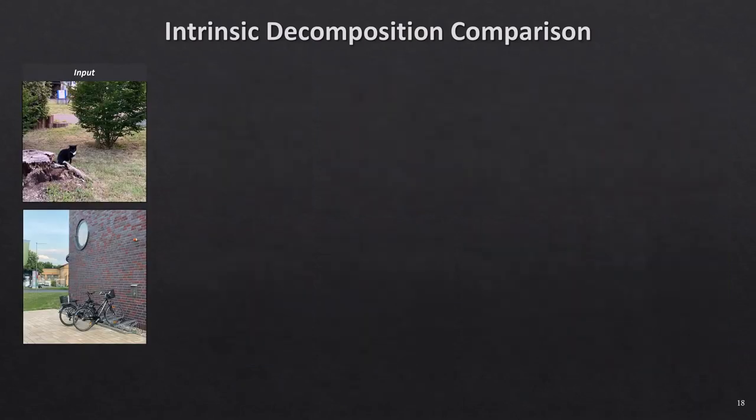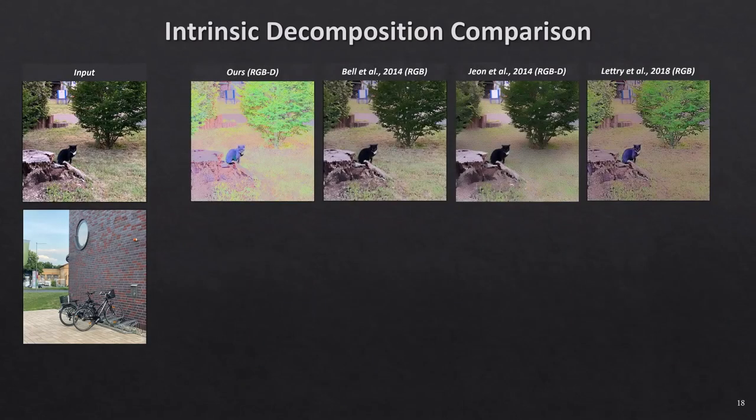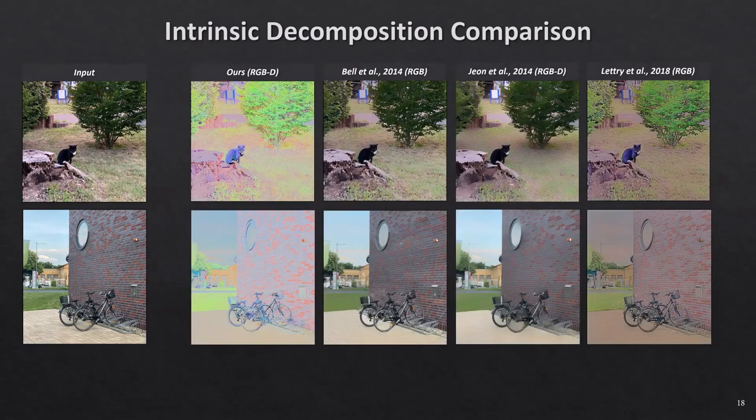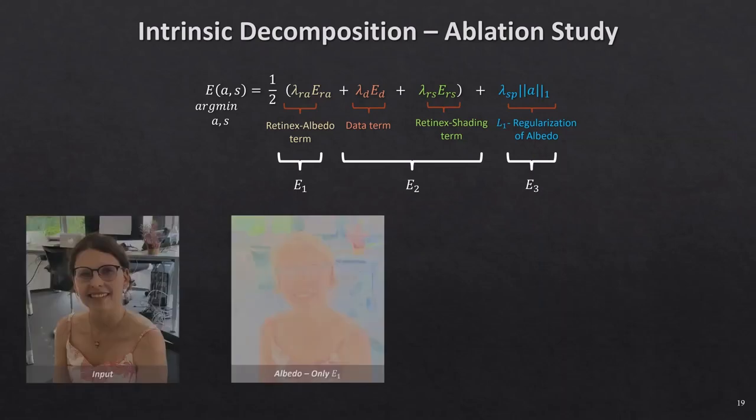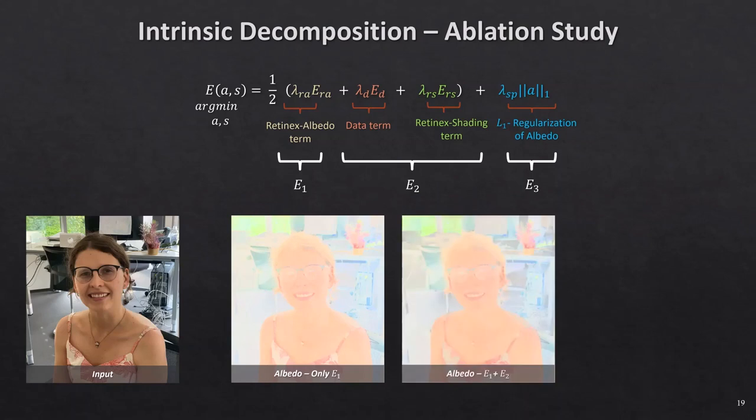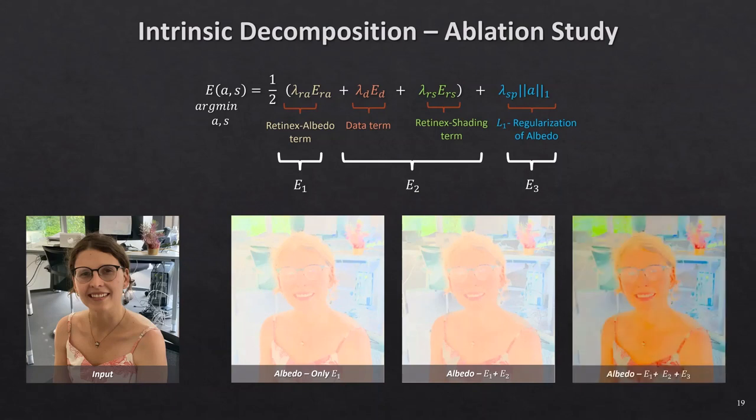We observe that for existing methods, comparatively, performance degrades for outdoor scenes, as shown here, while our method is consistent for outdoor and indoor scenarios. Here we show how the individual energy components contribute to the final output quality. As we increase the number of components in the energy, the output quality becomes better, especially with respect to clearer object boundaries.